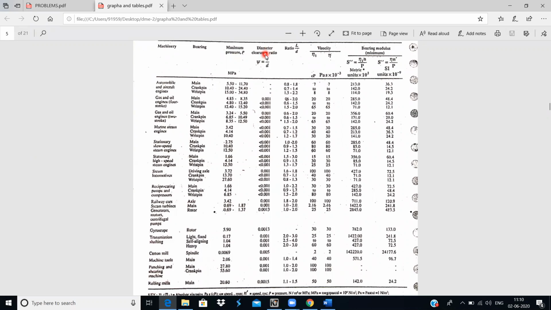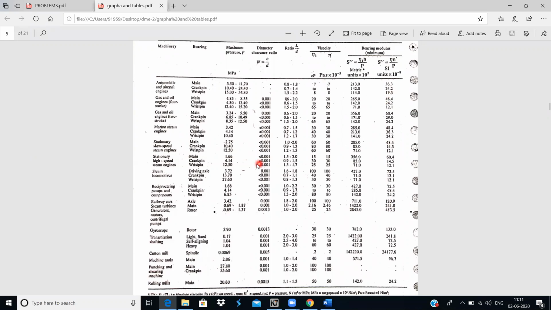Next, diameter clearance ratio, C by D is equal to 0.001. L by D is equal to 1 to 2. We have to take 1 to 2. But in the question directly they have given 1.5. So we are going to take L by D is equal to 1.5. Next, viscosity eta is equal to 2.16 into 10 to the power of minus 3 Pa·s. Bearing modulus S double dash, always we have to take for SI units, that is 241.8 into 10 to the power of minus 9.